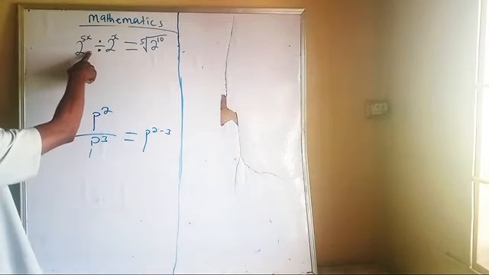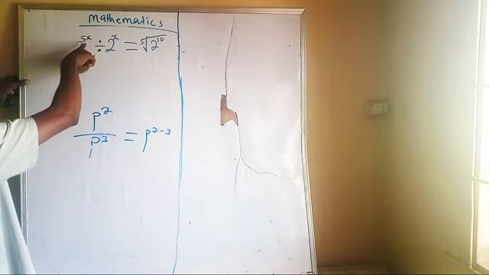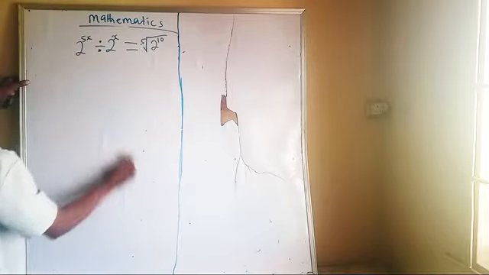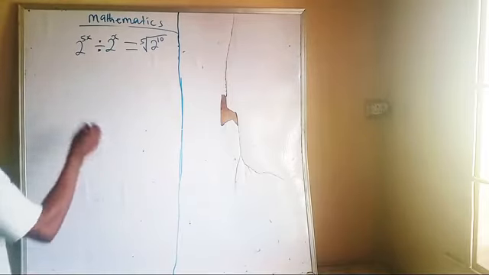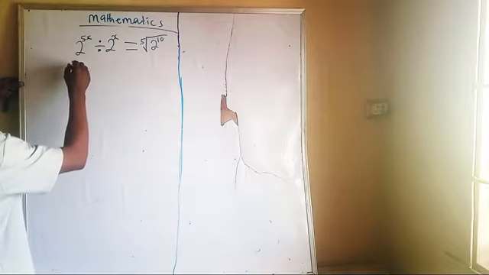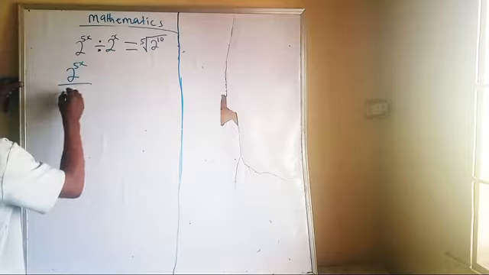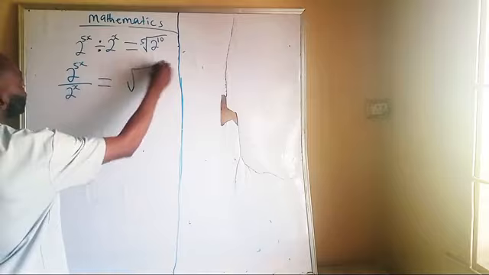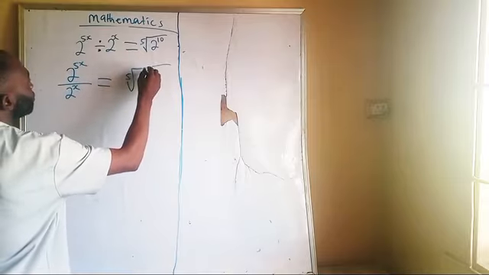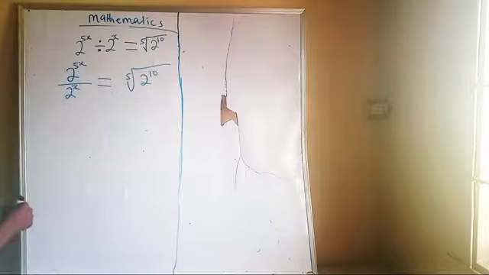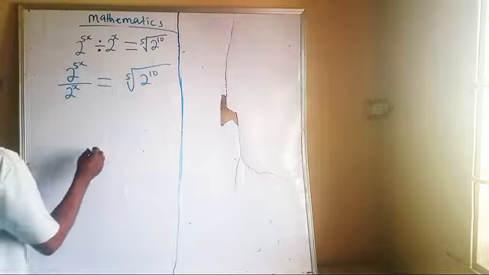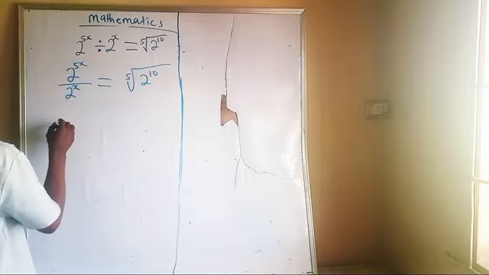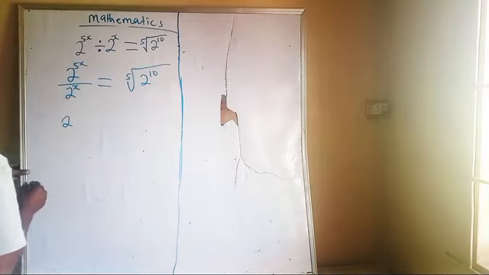So we are going to apply the same law here. 2 raised to the power of 5x divided by 2 raised to the power of x. We can as well write this equation as 2 to the power of 5x all over 2 to the power of x is equal to the fifth root of 2 raised to the power of 10. Then here we are going to apply this law I explained. Since the bases are the same, the powers should subtract.